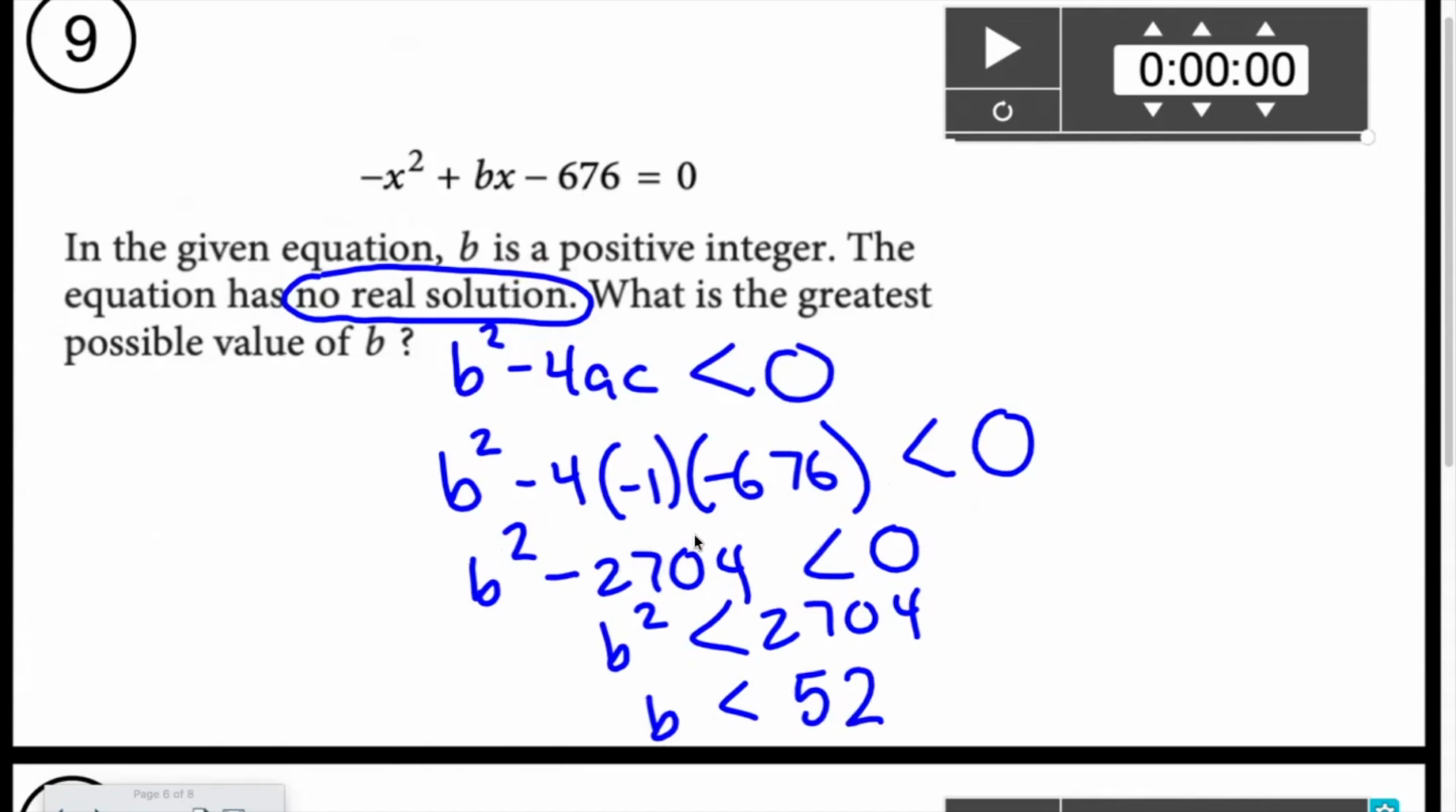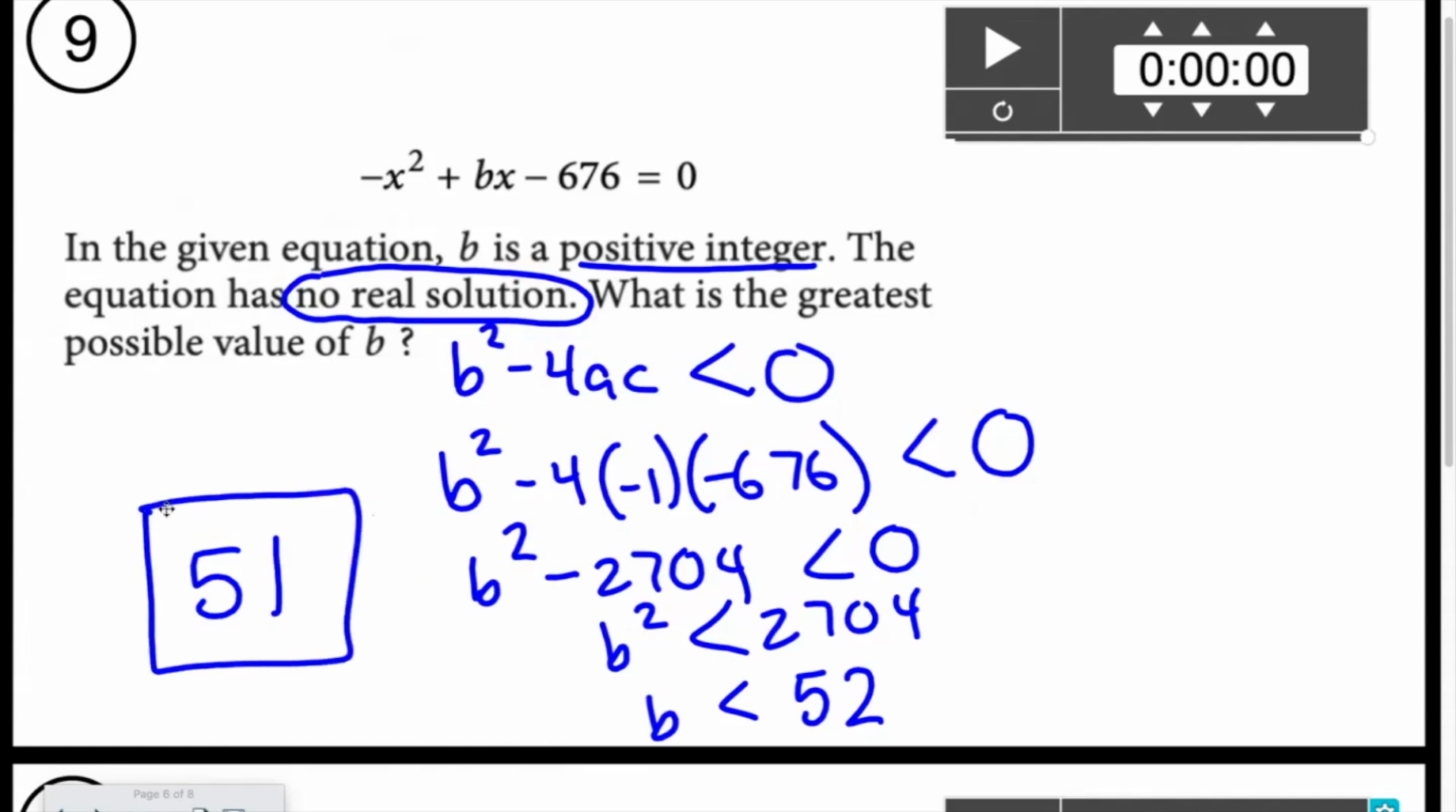Be very careful when you're doing the discriminant. Sometimes students don't write the inequality and then they think the answer is 52. But B has to be less than 52. So the greatest value that B can be if it's an integer is 51. So the actual answer to the SAT problem is 51, not 52. I've seen a lot where students do the discriminant and then they just get 52 as the answer because in their work, they lose the inequality, but it is less than throughout the whole thing. So the only answer to the question is 51.